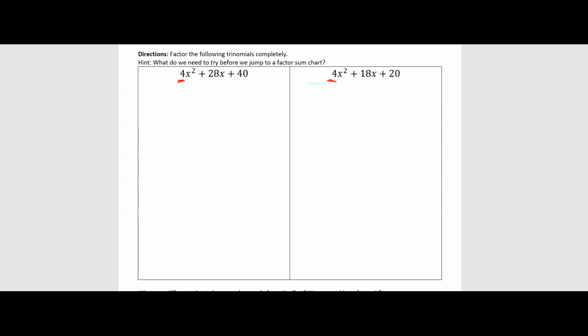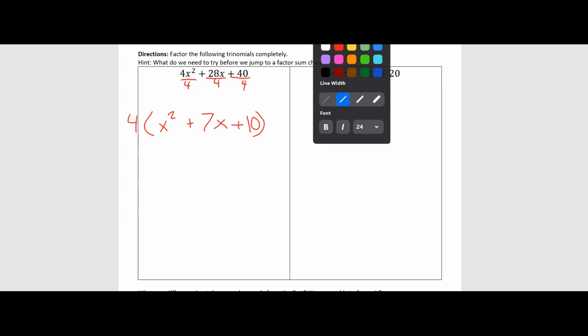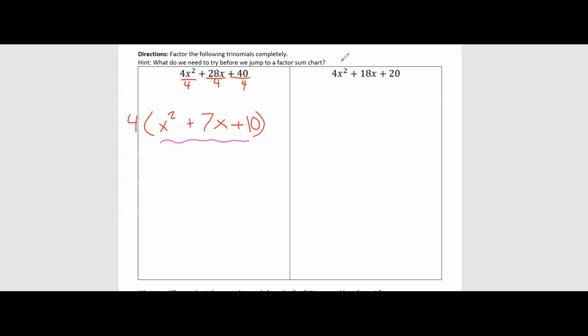Okay, so the GCF of the one on the left is 4. So I'm going to factor out a 4, which means I divide all of these terms by 4. That leaves me with x squared plus 7x plus 10. Now I can try to figure out how to factor this trinomial using a factor sum chart. Well, I'm going to draw my little factor sum chart. I'm looking for factors of 10 that sum or add to 7.